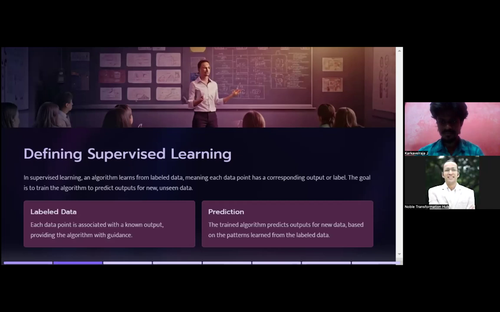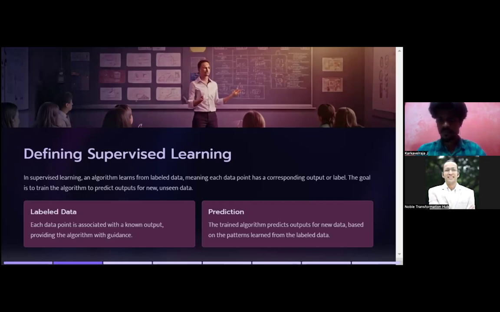This is very tricky to understand, guys, because when you say the output is already defined, then why do we need prediction? That can be a contradictory question. But here, the trained algorithm predicts outputs for new data based on the output defined, which is already labeled, based on the patterns learned from the labeled data.